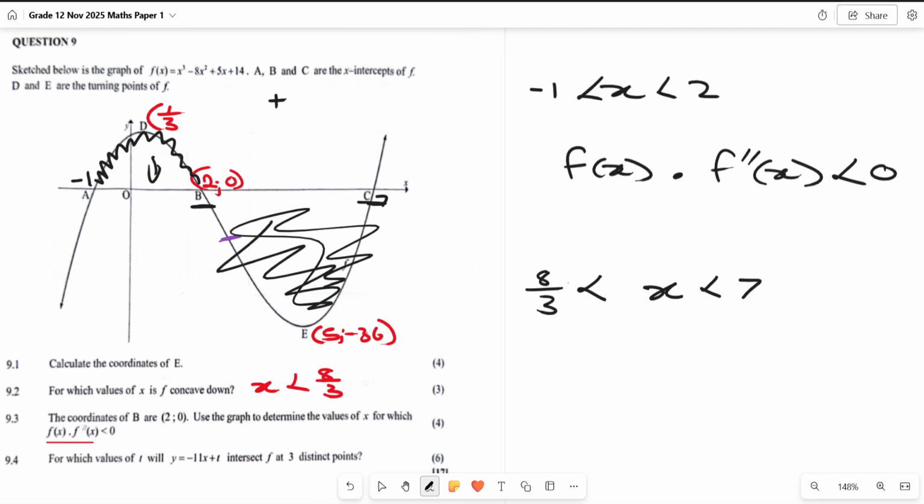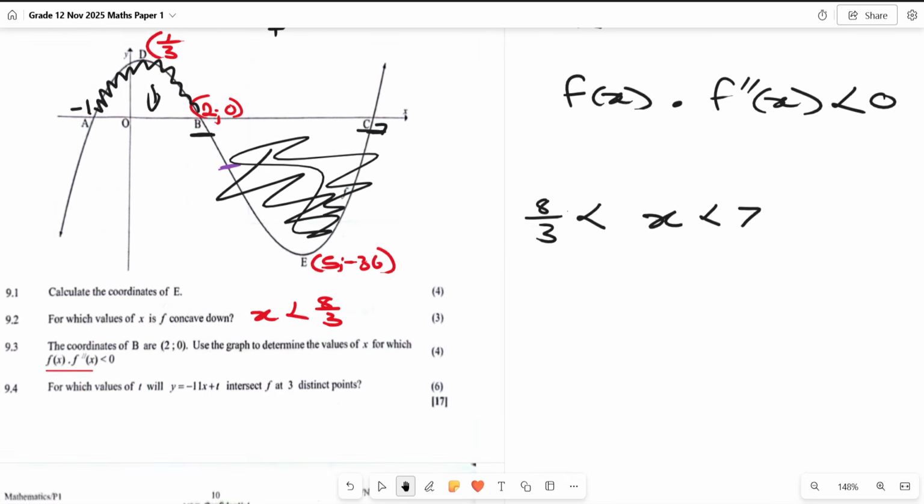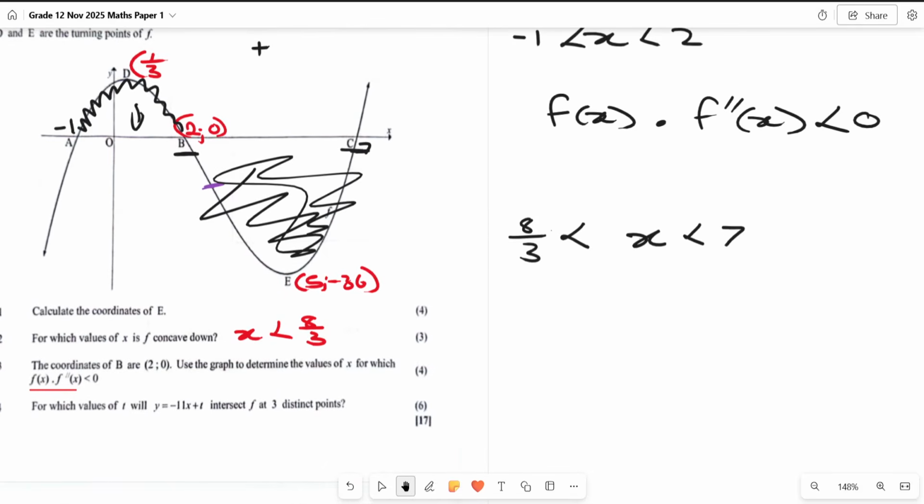Guys, this one was a very confusing question. Now let's do the following question and see what happens, the following question that we've got here.